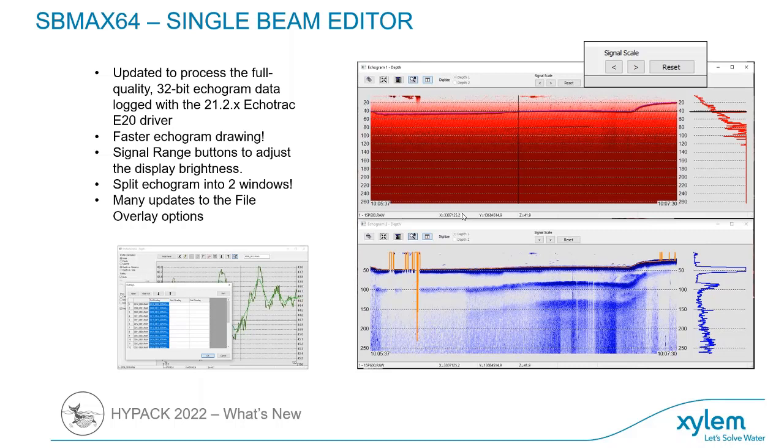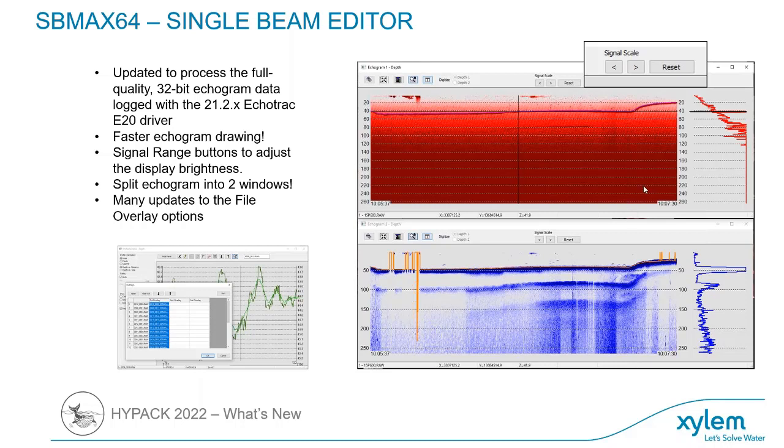We've had feedback from the previous version of HYPACK 2021 that it was a bit slow and clunky trying to load these files in the program, because the bin files are pretty big. So we sped up the loading and drawing and everything. It looks a whole lot better. We've got the little signal scale window here, so you can increase or decrease the contrast, get a better image, a little bit easier to digitize.